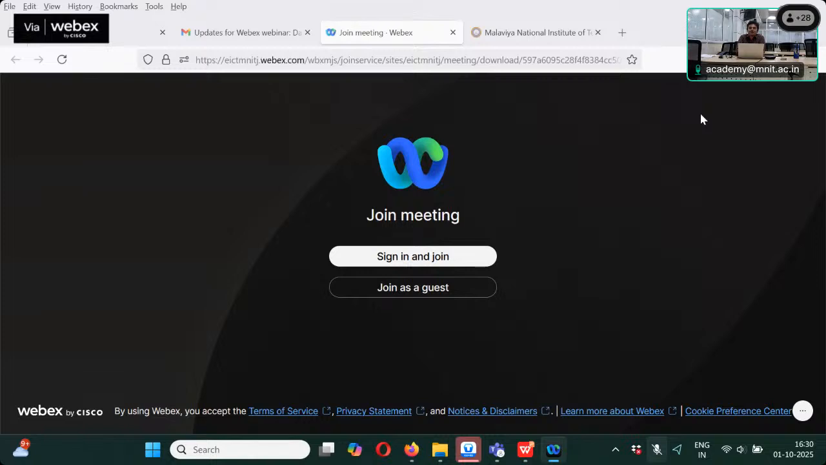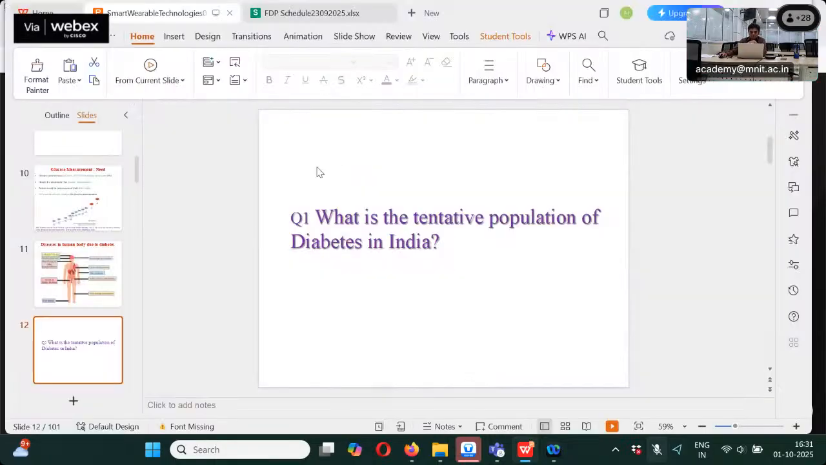So what will be India's contribution? Just to give you the hint, India has the second largest community of diabetes. So we are the second largest, not the first one. First one is China. Second is India. So now what could be the population of diabetic patients in India?